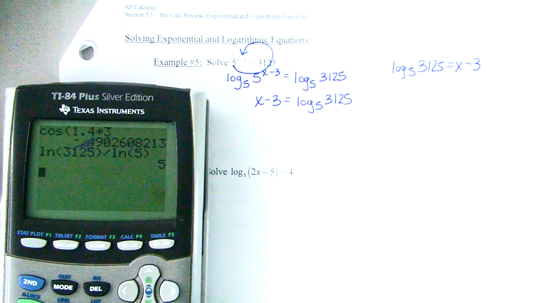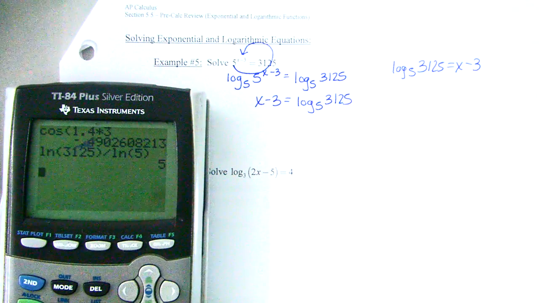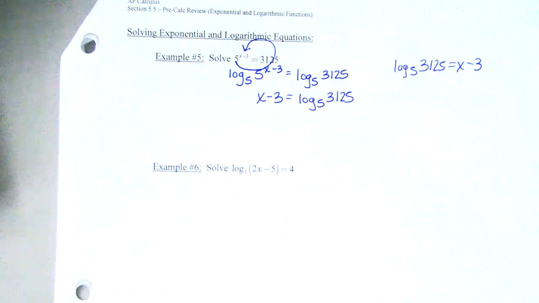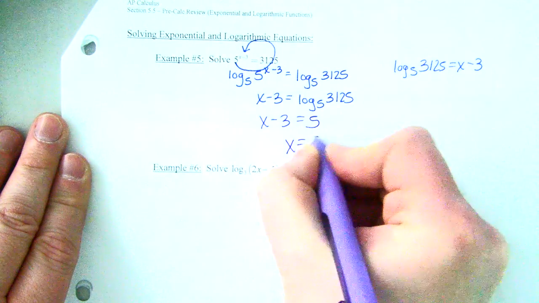Oh, I wasn't expecting that, but it's a nice number. Are you getting something nice? Like a 5? Don't expect that in the homework necessarily. There probably will be decimals. Totally fine. X minus 3. Oh, this is really easy now. What's x? X equals 8.